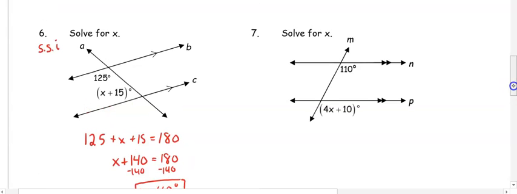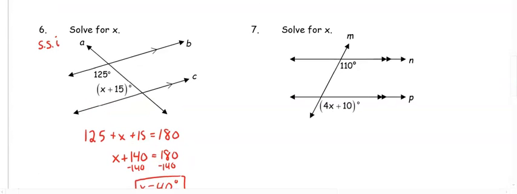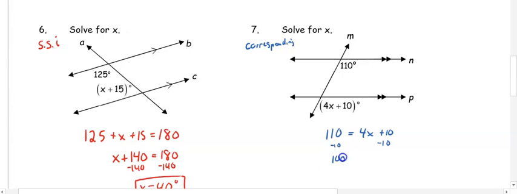In number 7, when we solve for x, these angles are in the same position in their group of 4, so they are corresponding angles, and corresponding angles are going to be congruent. So we have 110 is equal to 4x plus 10. We can subtract 10 on both sides. 100 equals 4x. When we divide by 4, x is 25.